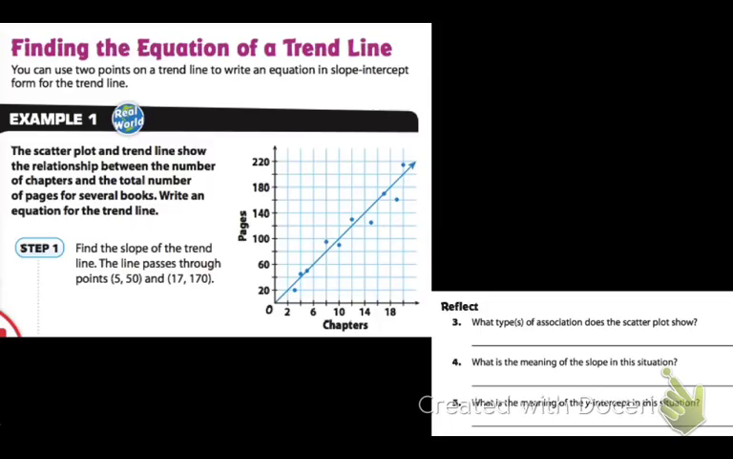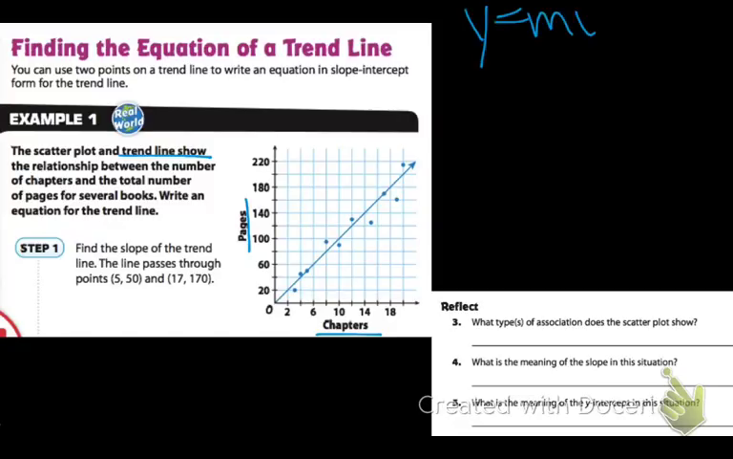Okay, now today you'll notice we did have another piece of finding the equation of that trend line. This specific scatter plot has the trend line already there for us, which is nice, showing us the relationship between the number of chapters and the total number of pages for several books, and it is asking us to write in the equation of a line. So sometimes after we draw a line, we are asked to write an equation.